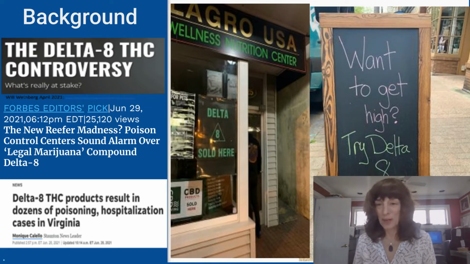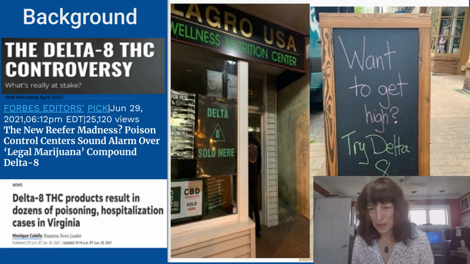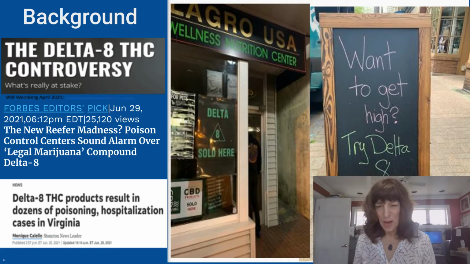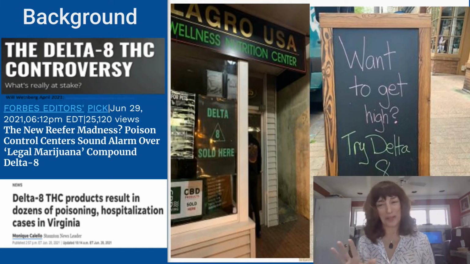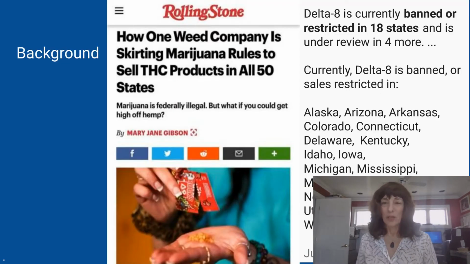I think so, because let me just show you these two pictures. These are places where I've taken all the pictures in this presentation, and this is a health and wellness center where delta-8 is sold. It's here in New Jersey. And in another town, outside of what is perceived to be a plain chocolate store, where I bought lots of really high quality regular chocolate, there's a sign out there: want to get high, try delta-8. So one weed company, based on Rolling Stone about a year ago, says it's skirting marijuana rules to sell THC products in all 50 states.